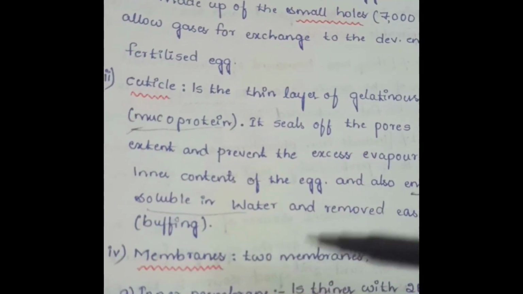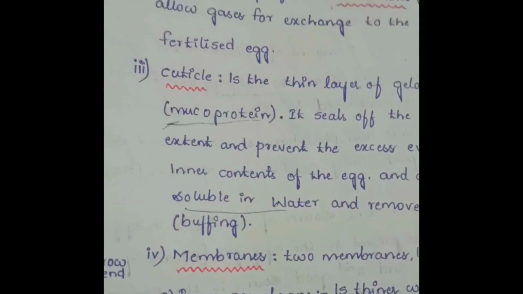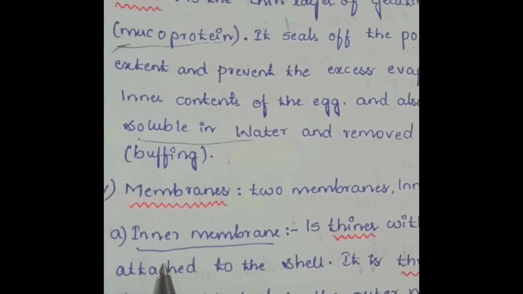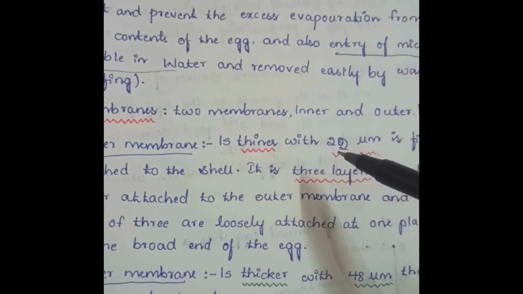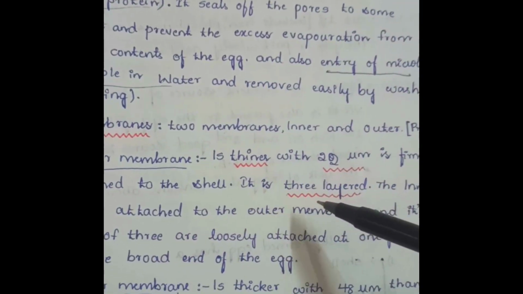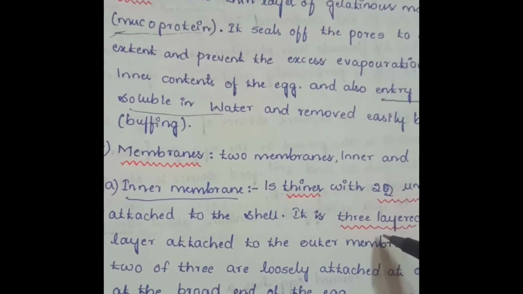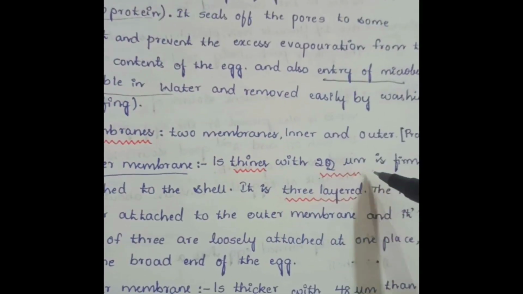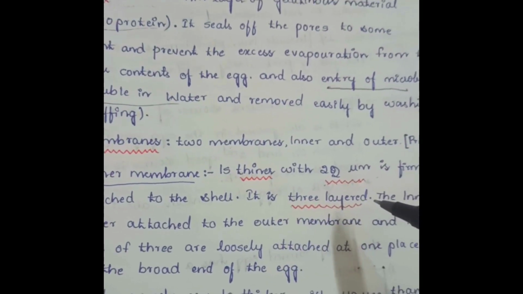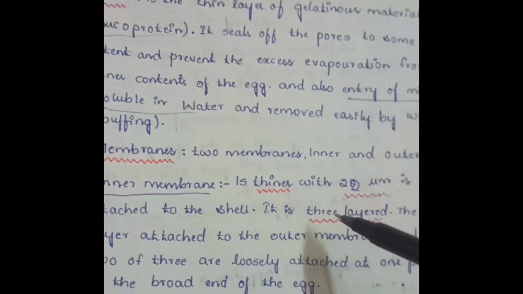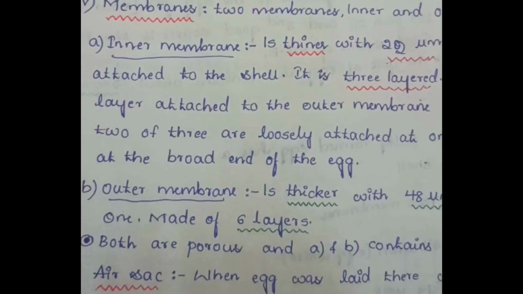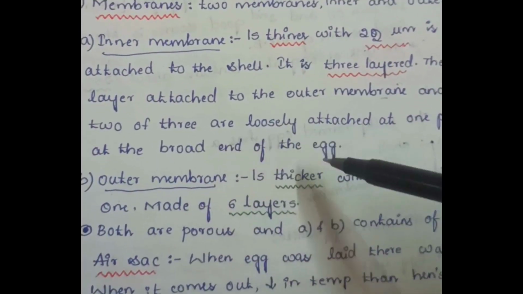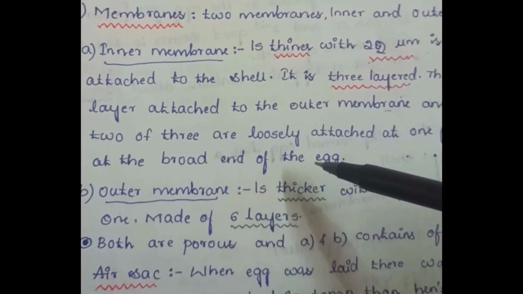And next, coming to the membranes. It has two membranes, the inner and outer membrane, and membranes are protein polysaccharides. The inner membrane is thinner, 22 micrometers in diameter, and is firmly attached to the shell. It is three layered. The inner layer is attached to the outer membrane, and two of the three are loosely attached at one place, at the broad end of the egg.